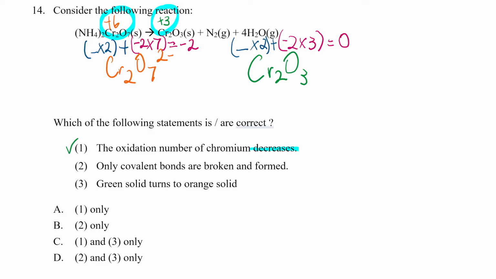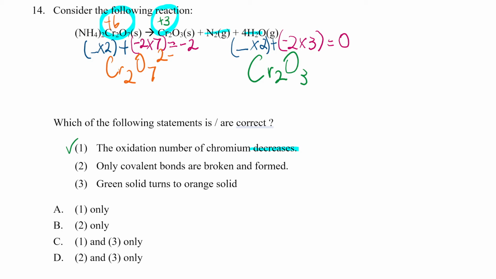Option 2 says only covalent bonds are broken and formed. Only covalent bonds. Now you may say, sir, how do I do this? I'm not sure. Maybe for water, I know because both of them are nonmetals. Nitrogen, I know because it's obviously a nonmetal, so it's a covalent bond. And the rest, I'm not sure.